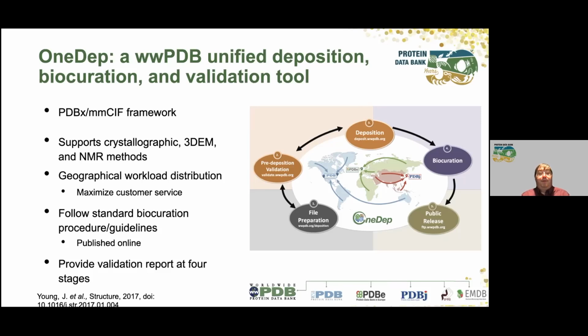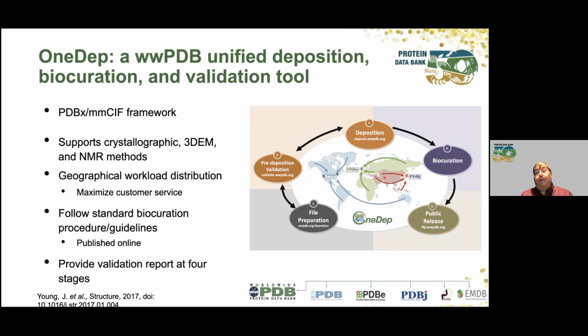These are anonymous servers that are available globally for people to use and check their work before they start a deposition. They'll deposit their data. We will annotate, biocurate the data, and we will send it back to you within the same deposition system through a communication channel. Eventually, when it goes out to the public, it's put into our FTP archive, which is shared among our partners.